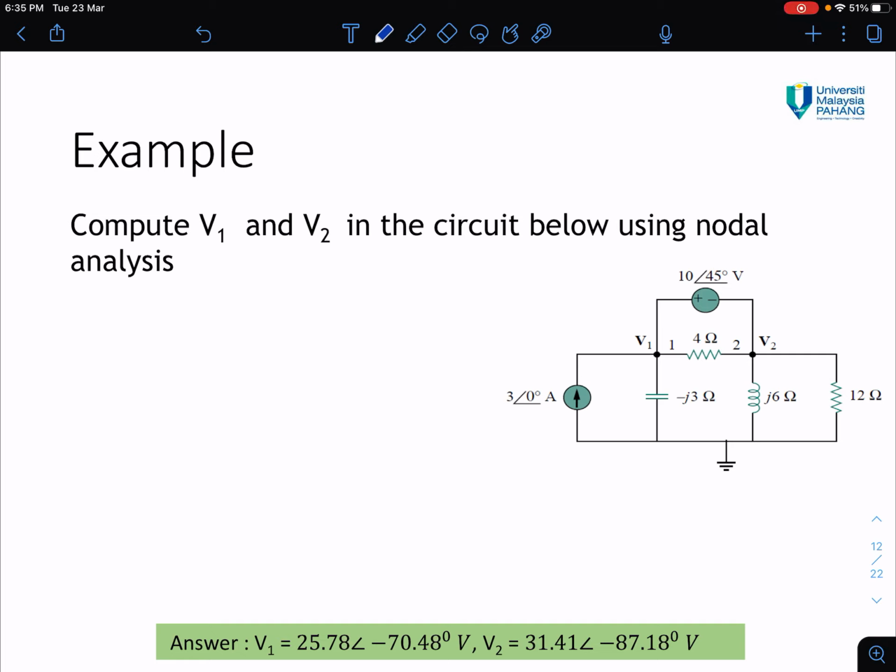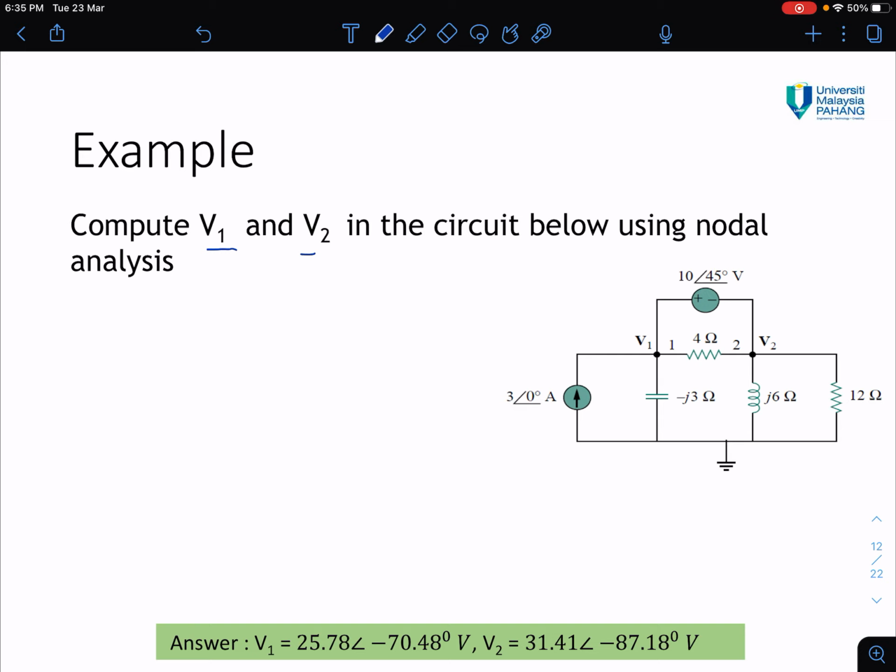Assalamualaikum and hi. Today we're going to learn about nodal analysis and then implement it in this figure and these questions. The example and answers are already there for you to double check whether your answer is correct or not. The question is we need to compute V1 and V2 in this circuit using nodal analysis.